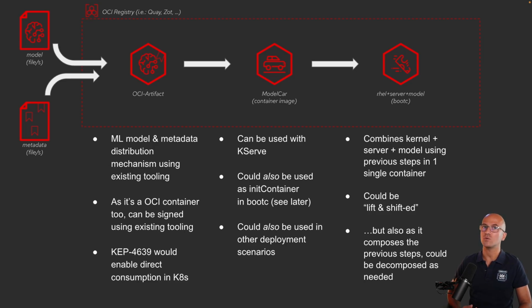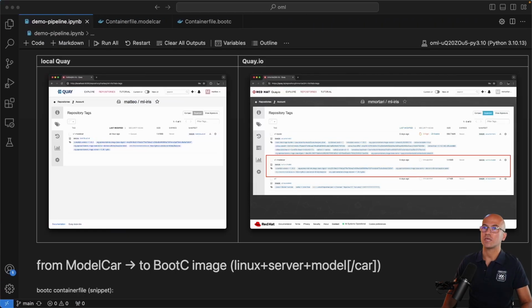I could reuse this format in order to make it an init container to be used in bootc. And this is what we are going to see next. Right, so now we can approach the final step. We want to go from ModelCar to bootc. We have just seen that we have a bootc container image in our registry, and I want to create the bootc.